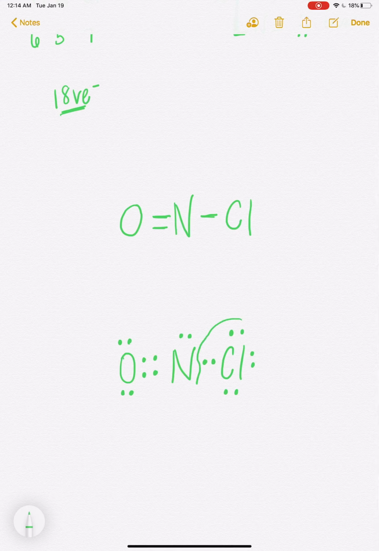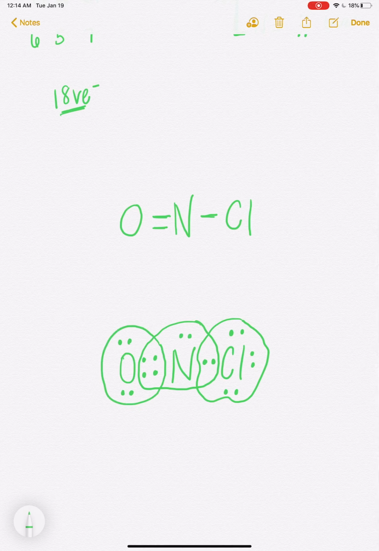If we look here, chlorine has 8, okay? If we look here, nitrogen has 8, and if we look here, oxygen has 8. So all of them have had their octet satisfied, okay? And it looks like that's been done correctly. So that is technically the correct Lewis dot diagram for this molecule.